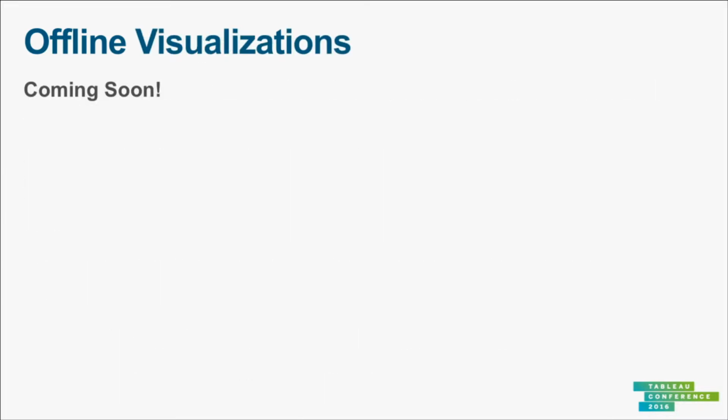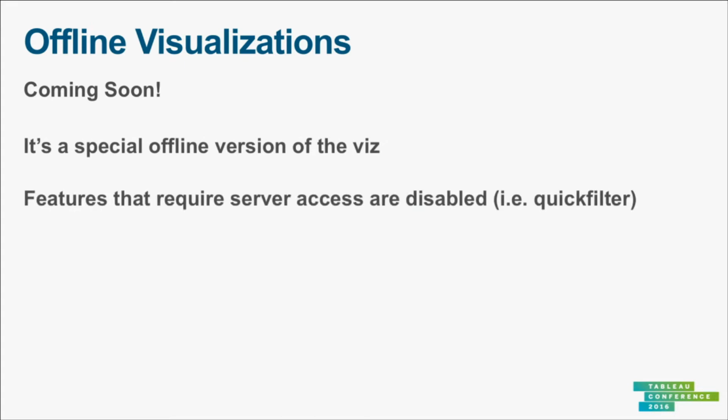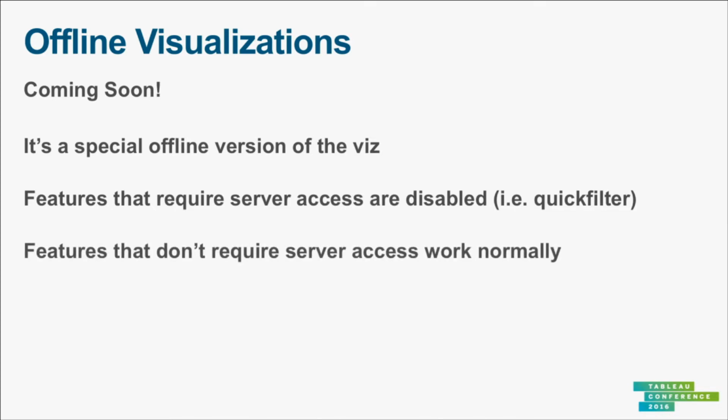So offline visualizations are in fact coming soon. The idea is that it's a special offline version of the viz, and features that require server access are disabled in this offline version. A quick filter is a great example. When you change a quick filter, your device has to check with the server to see what's changed, so a quick filter is disabled when you are offline. Features that don't require server access work just fine. They work normally. So a tooltip and data highlighting work fine. They don't require server access, so they're OK.